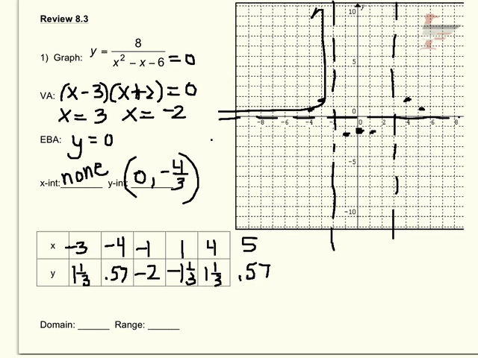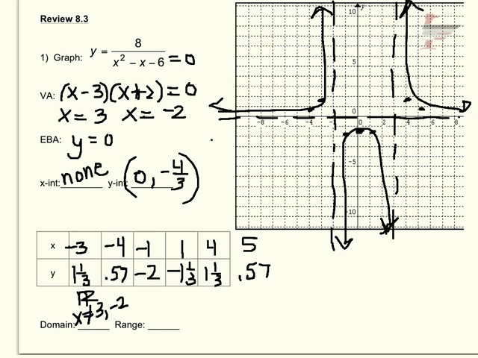So if I put my hyperbola branches in there, making sure they're right along my asymptotes, I can see my domain is everything except 3 and negative 2, so all real numbers except x cannot equal 3 or negative 2, and my range is all real numbers except y cannot equal 0.